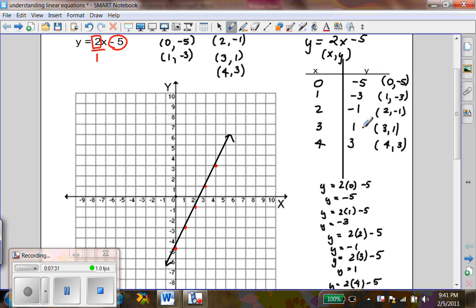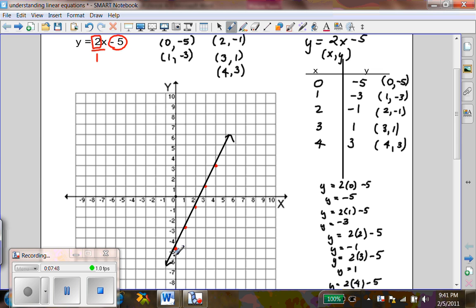These are the points that we just plugged and chugged and got. They are the same points. They are all on the line. We would call these solutions to the line because when you plug in these two numbers for x and for y, it will make a true statement.